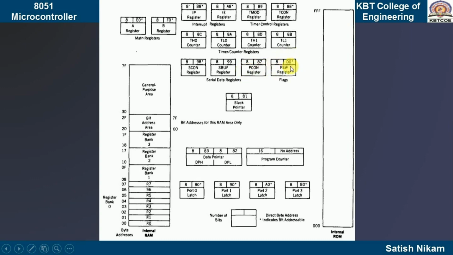Next one is my PSW. Again this register is very important. PSW, the full form is program status word. Means what? Whatever may be the operation which is going on in a microcontroller, what is the present result that we are getting? We are getting some information.